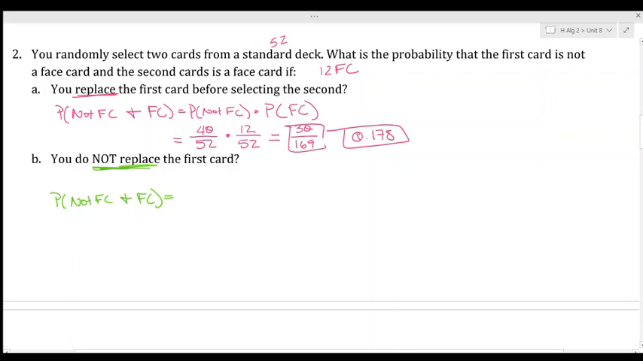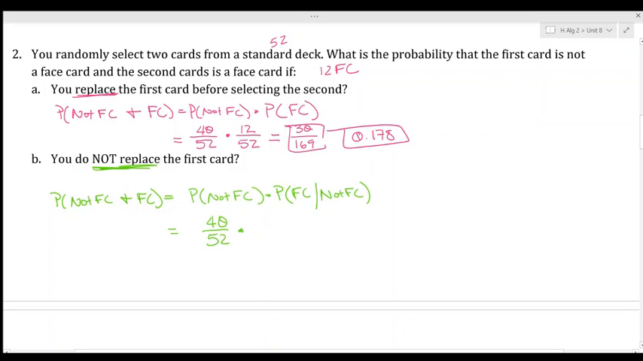Okay, this is equal to the probability of not a face card times the probability of a face card given that we originally chose not a face card. So this is going to be a dependent probability because we have a conditional probability. This is dependent upon the first thing we did. So, the probability of not choosing a face card the first time is still going to be 40 out of 52.